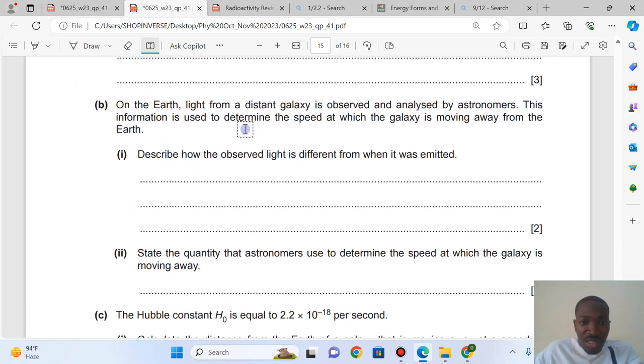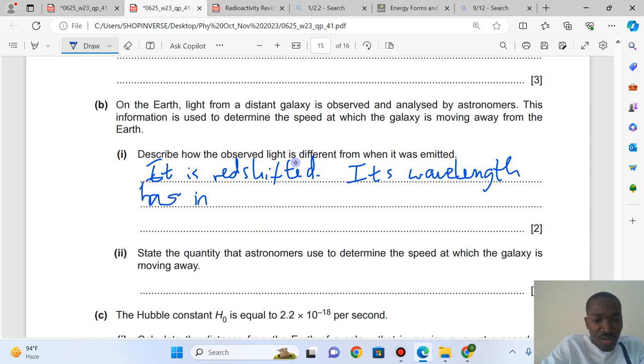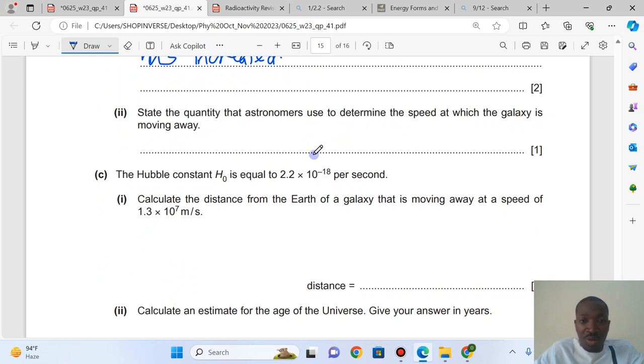On the Earth, light from a distant galaxy is observed and analyzed by astronomers. This information is used to determine the speed at which the galaxy is moving away from the Earth. Describe how the observed light is different from when it was emitted. It is redshifted. It simply means its wavelength has increased, pushing the light towards the red region of the electromagnetic spectrum, the visible light spectrum.